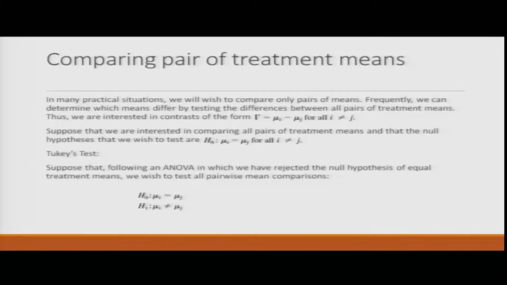Suppose that following an ANOVA in which we have rejected the null hypothesis of equal treatment means, we wish to test all pair comparisons, which means in H naught each of them is equal, and H A, that means mu i is not equal to mu j, depending on whatever combinations you have. If at minimum one fails, obviously you will support H A. More than that, obviously you will support H A.